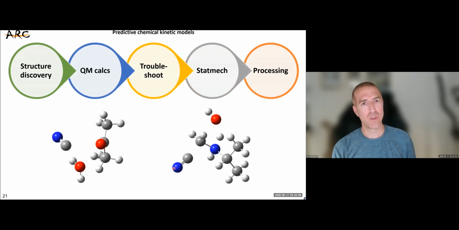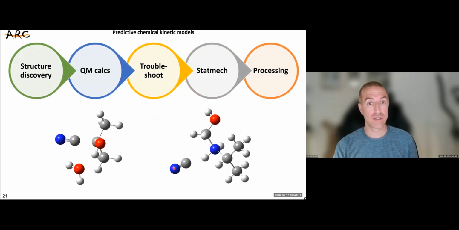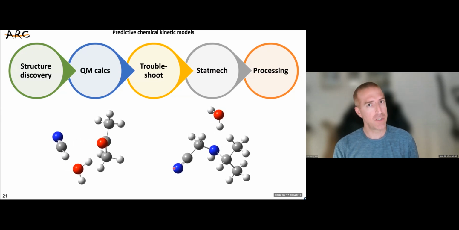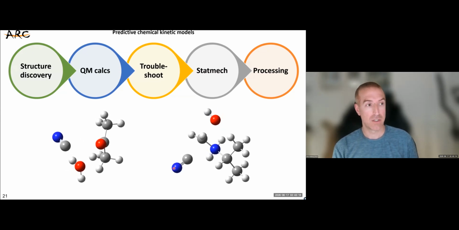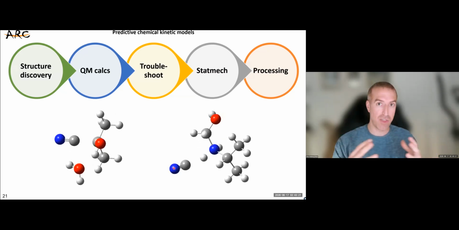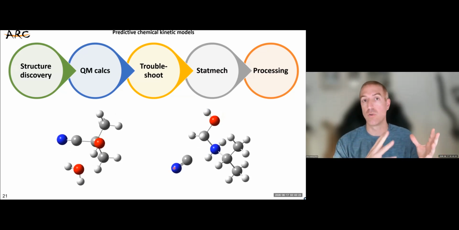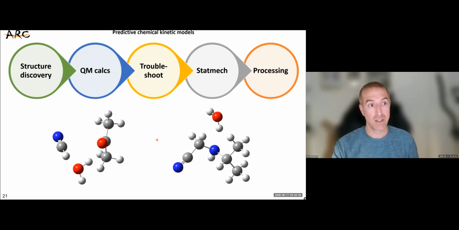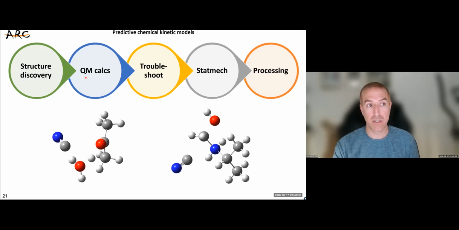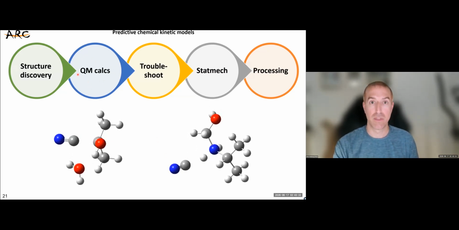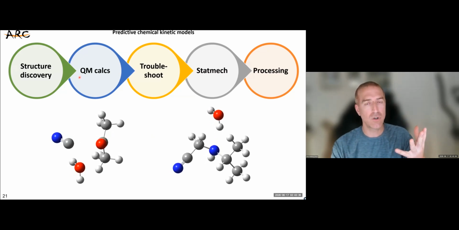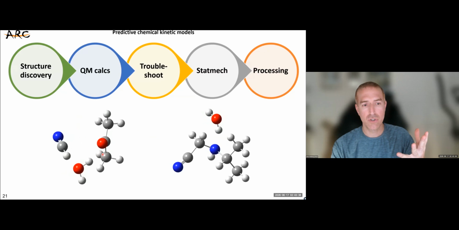ARC begins with a structure discovery, which means: what's the lowest lying energy conformer for our species in 3D? So now we're going into the DFT and 3D domain. So ARC runs conformer generation and finds the lowest energy conformer. Then it performs the quantum mechanical calculations. It needs the 3D conformer to run the DFT, of course. ARC does that also for transition states.